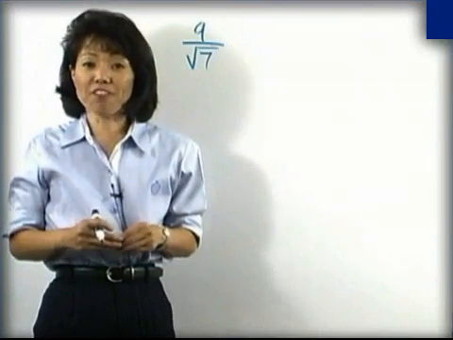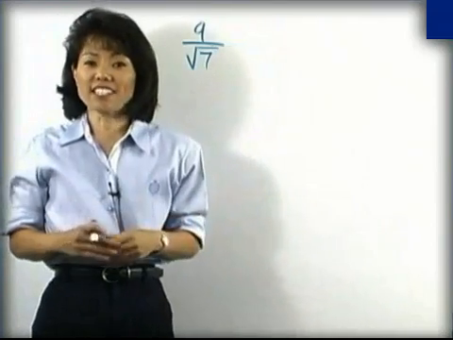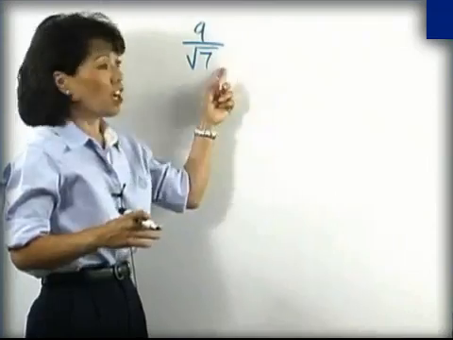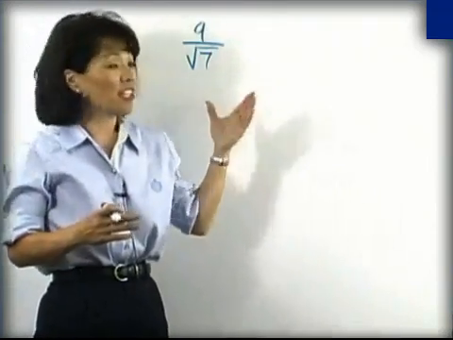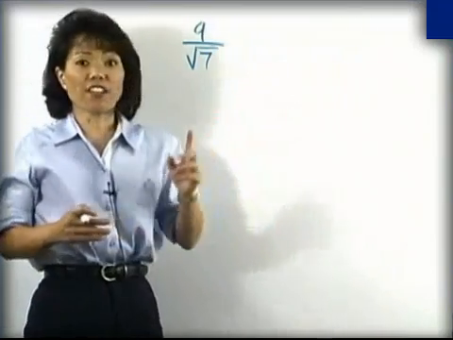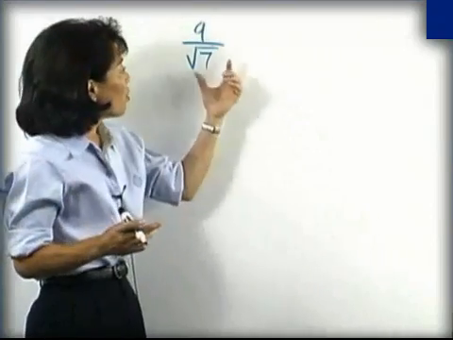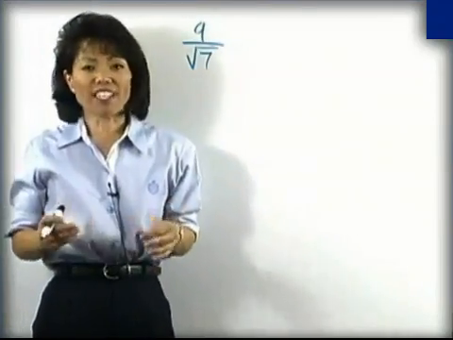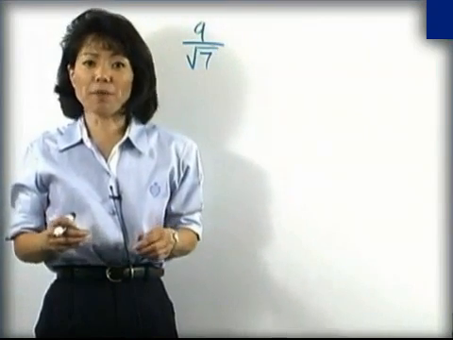Radicals are in simplified form when the denominator does not contain a radical. Notice in this fraction's denominator, we have the square root of 7. This expression is not considered simplified when it has the radical in the denominator. So our job is going to be to get rid of the square root of 7, or what we call in fancy terms, rationalizing the denominator.